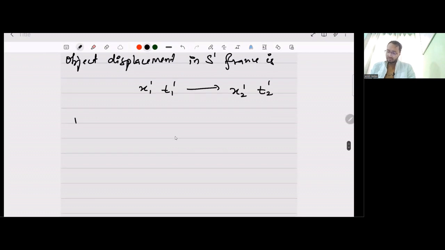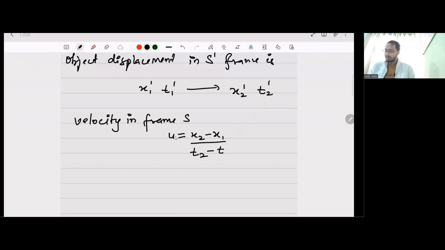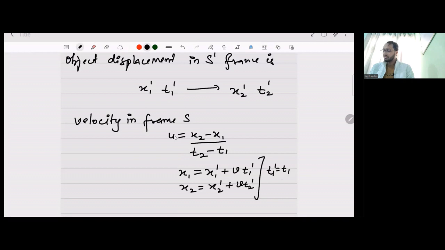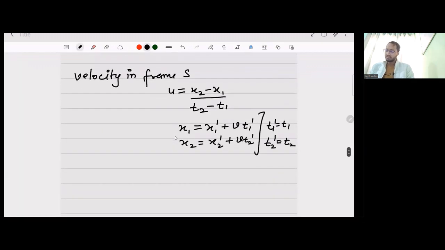ठीक है, तो वेलोसिटी का अगर मैं लिखूंगा, वेलोसिटी in frame S, फ्रेम के अंदर वेलोसिटी जब मैं लिखूंगा, then that velocity will be u is equal to x2 minus x1 upon t2 minus t1. And from above we have two equations. Those equations are x1 is equal to x1 dash plus v t1 dash and x2 is equal to x2 dash plus v t2 dash, जहां पे t1 dash is equal to t1 and t2 dash is equal to t2. टाइम के अंदर तो कोई चेंजेस होंगे नहीं. ठीक है, put these values into this equation.